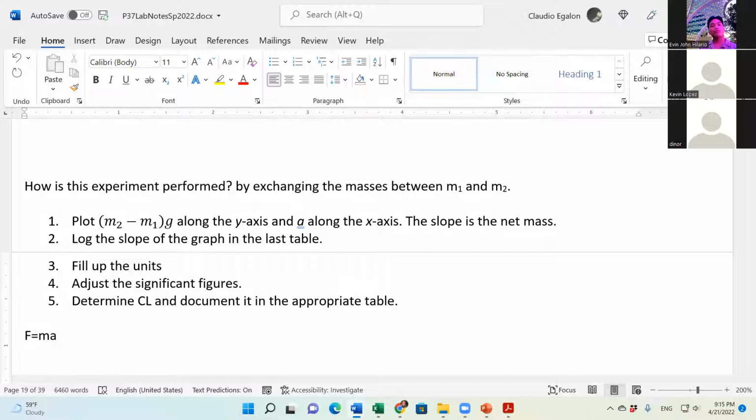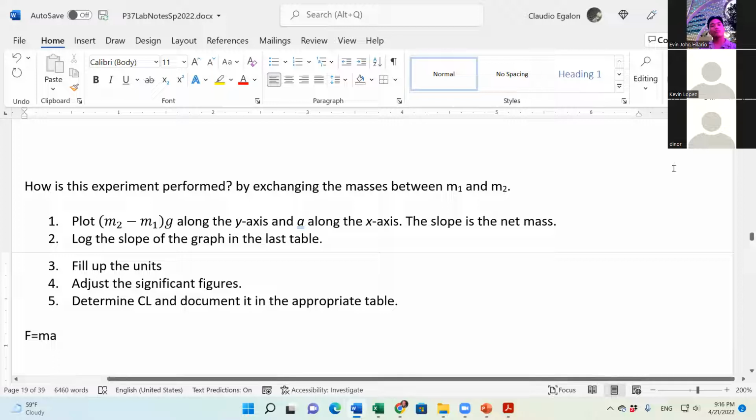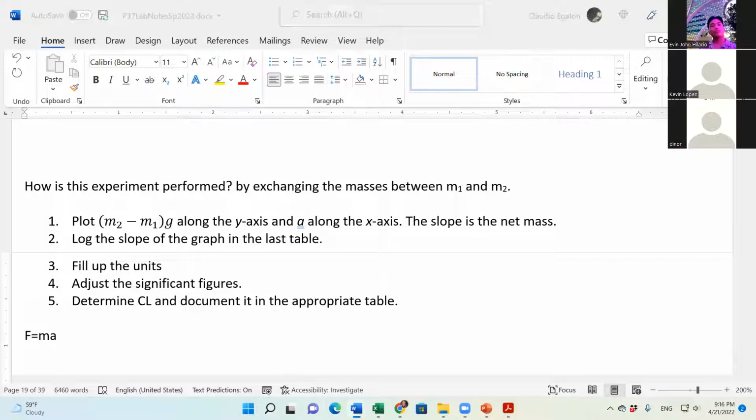Kilogram meters per second squared multiplied by second squared divided by meter. What do you get? We're calculating the unit of the slope. Yeah, good. That's the unit of the slope. You had to do this calculation. It's just regular algebra.